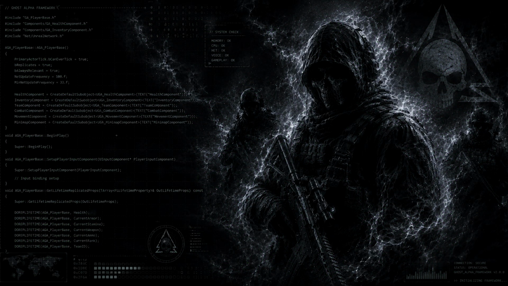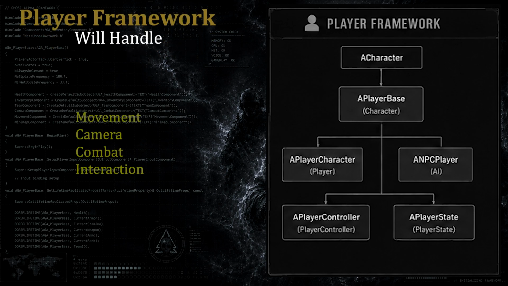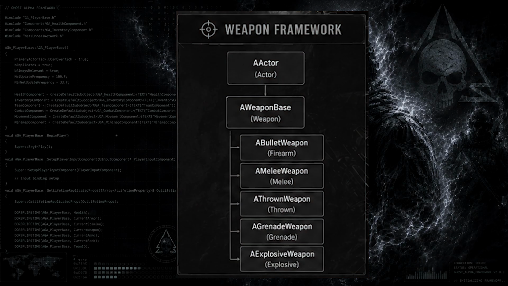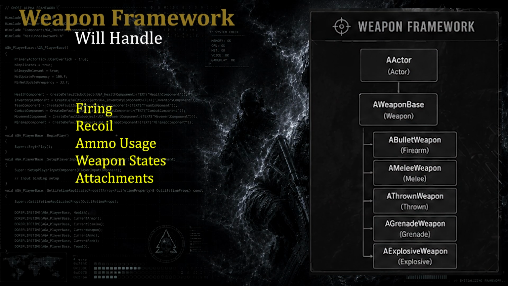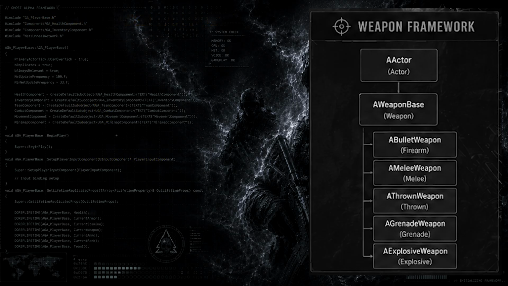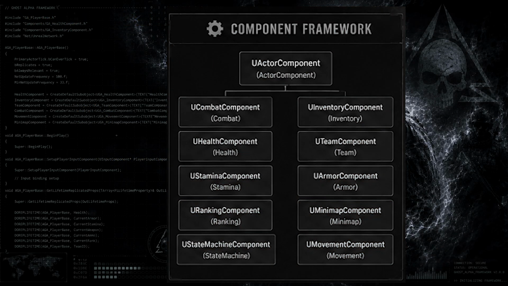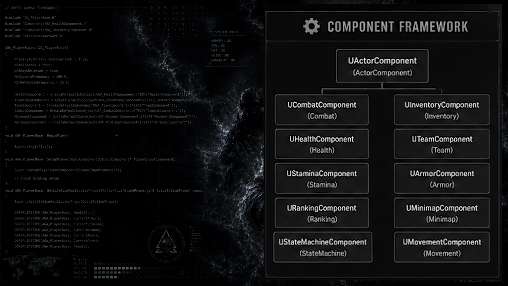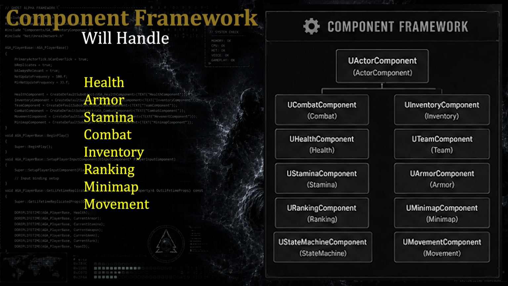The overall goal is separation of responsibilities. Player classes will handle movement, camera, combat ownership, and interaction. Weapon classes will handle firing, recoil, ammo usage, weapon states, and attachments. Component classes will handle our reusable systems: health, armor, stamina, combat, inventory, ranking, minimap, and movement.